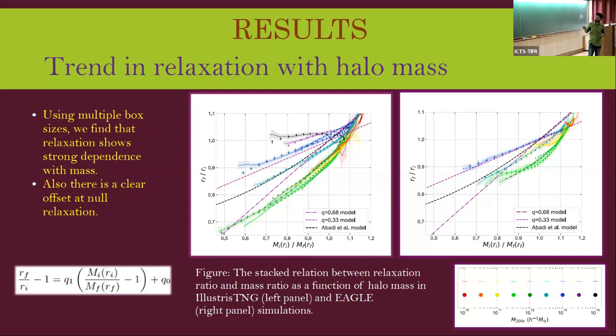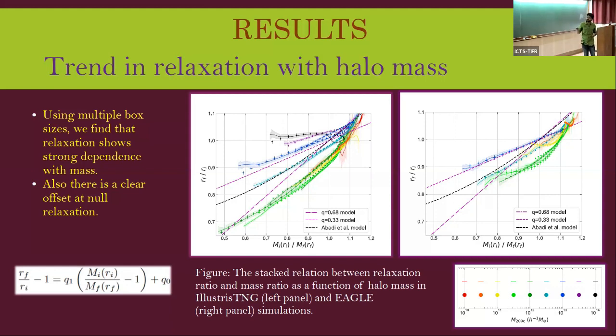One thing we notice here is that this simple Q equal to constant model, like Q equal to 0.68 or Q equal to 0.33, can't model this relaxation relation, especially at these mass scales, because there is an offset from 1 when Mi by Mf equals 1, Rf by Ri is somewhat offset from 1. I will come to this later, but even if we try to fit with such an offset, we are not able to get a good fit for this relaxation relation.